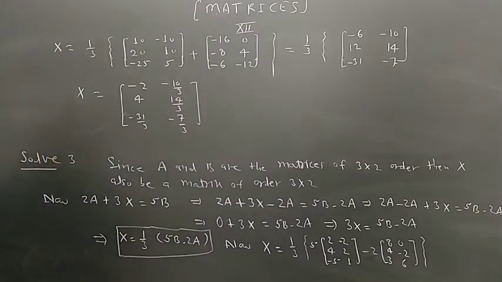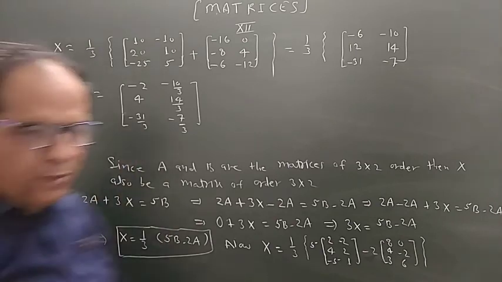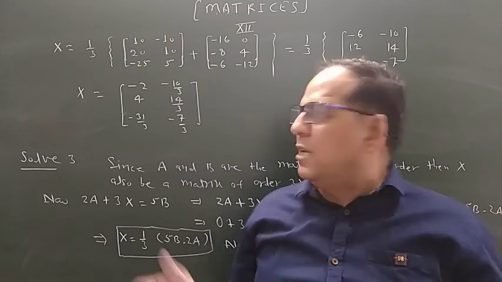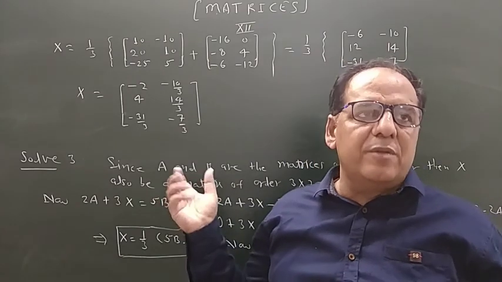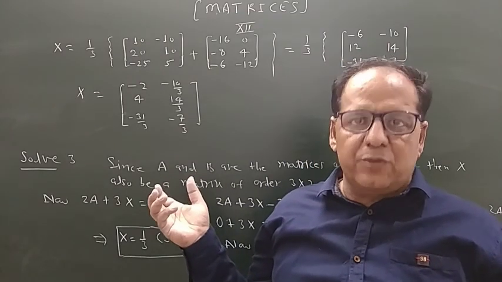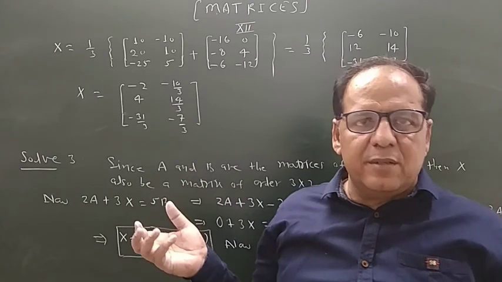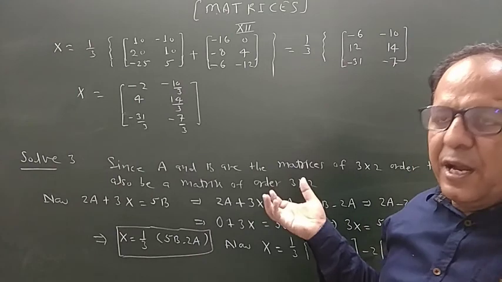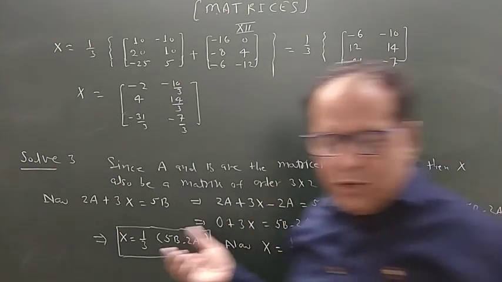So these are three questions based on three different properties of the matrix. The first question was based on the addition or subtraction of matrices, the second question was based on the multiplication of a matrix by a scalar, and the third was based on the additive inverse and additive identity of the matrix.